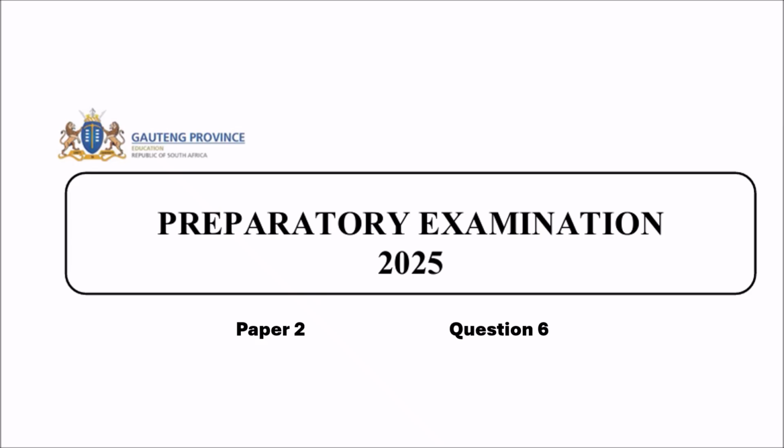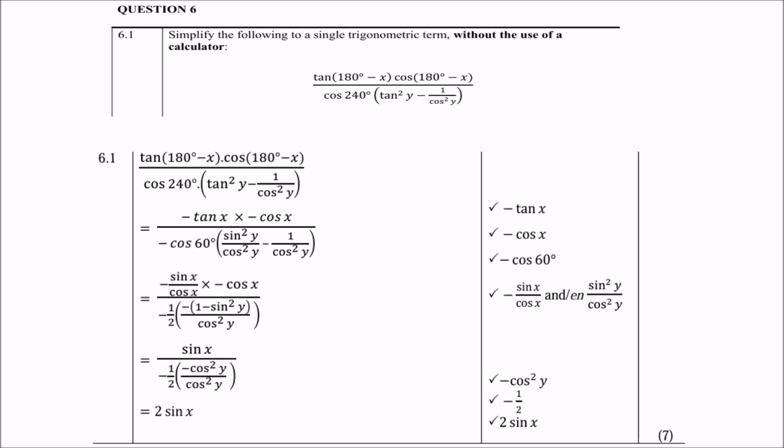Gauteng Province, Preparatory Examination 2025, Paper 2, Question 6. Question 6.1. Simplify the following to a single trig term without the use of a calculator: the tan of 180 minus x times the cos of 180 minus x, over the cos of 240 into tan squared y minus 1 over cos squared y.